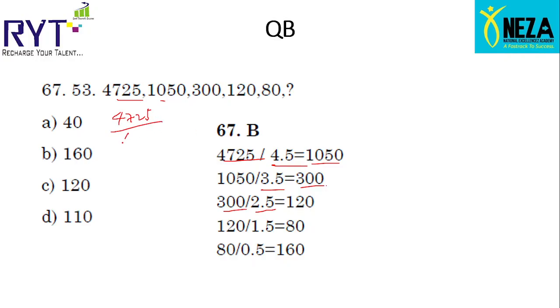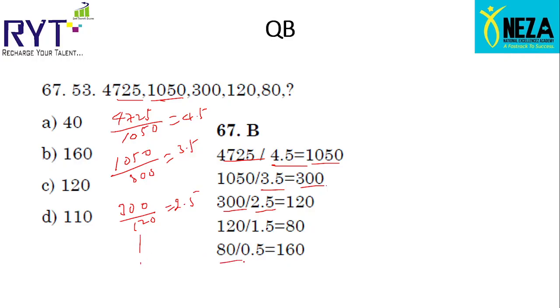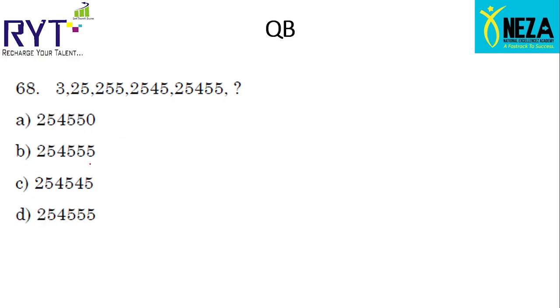4,725, 1,050 divided by 3.5, 300 divided by 2.5, 120. Likewise, finally we get 80 divided by 0.5. 80 divided by 0.5 means option B, 160. Correct. Next question.